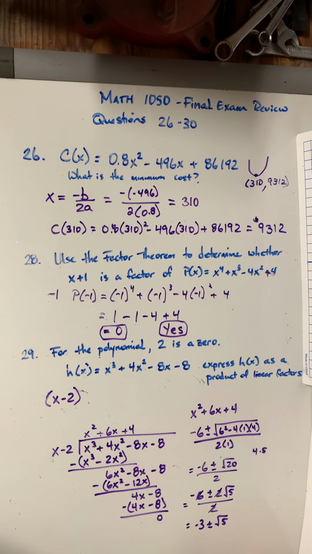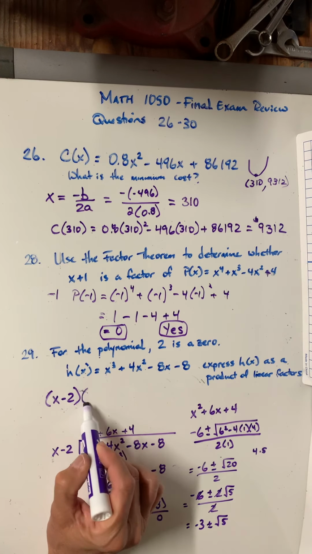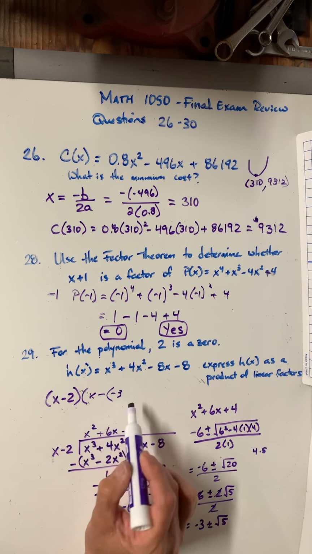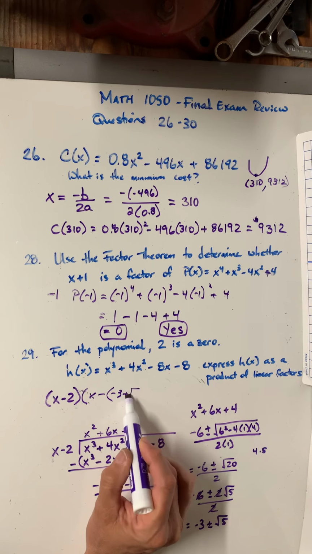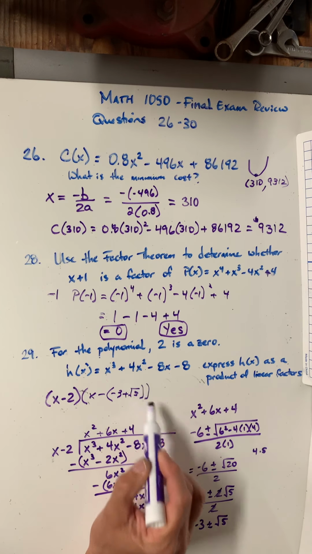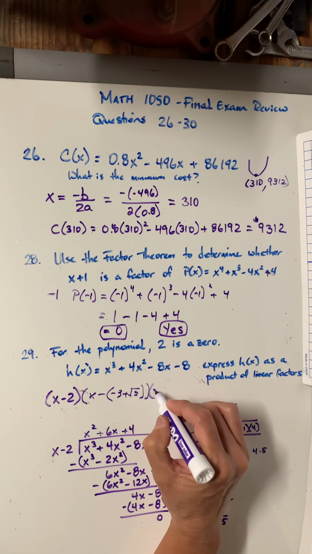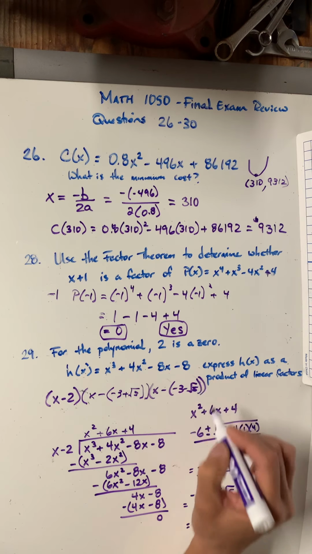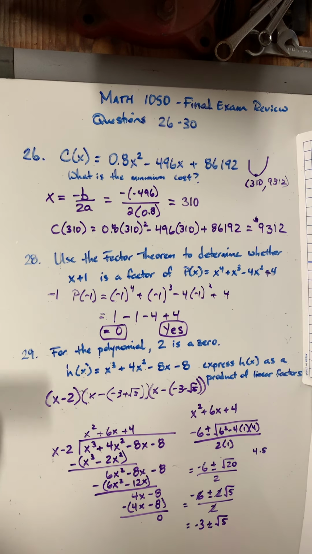Now, the question is, how do we write that? If my answer had been something easy like 2, then I would have written a factor of x minus 2. But it's not, it's this. So I'm still going to follow the same format. I'm going to go x minus this, -3, and I'll do the plus 1 first, square root of 5, parentheses, and then x minus -3 minus square root of 5. And that is how you can type your answer in.